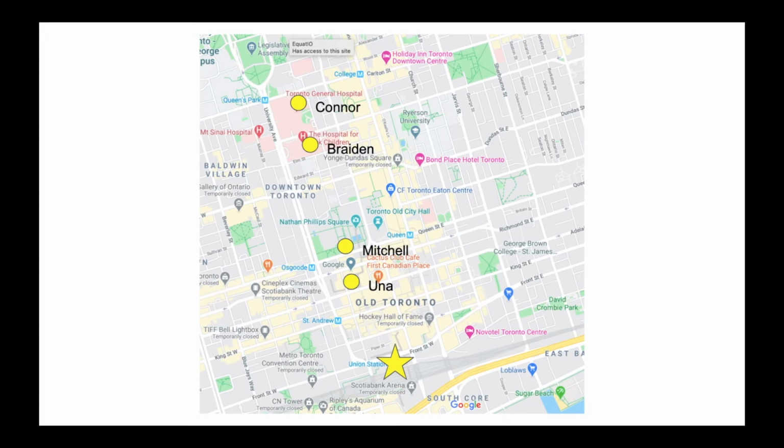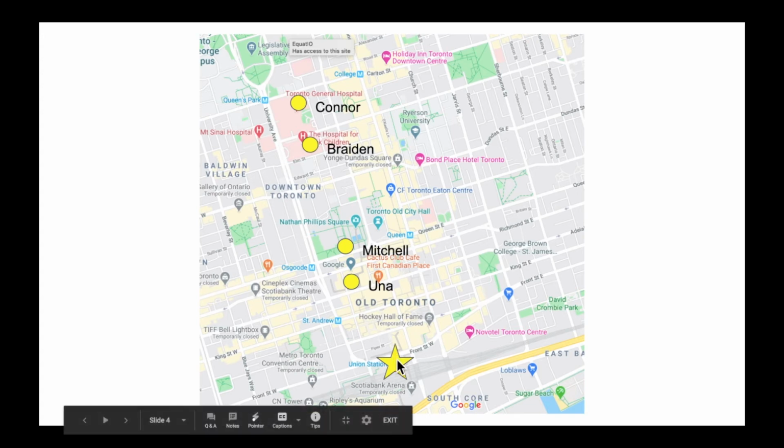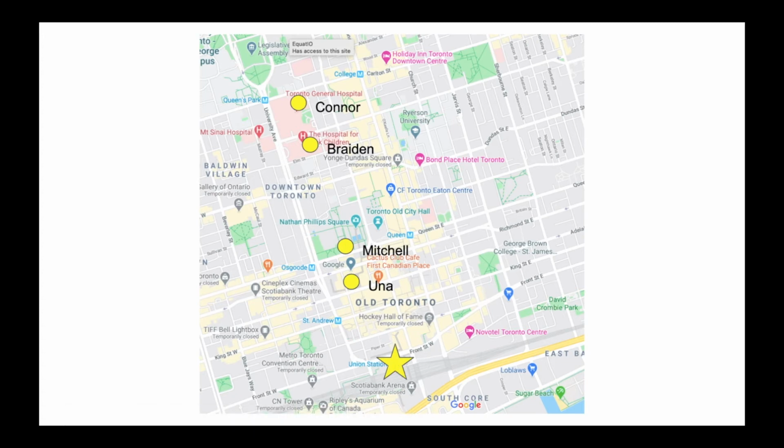So we're going to imagine that we have either a taxi or an Uber or whatever it is, a way for us to pick up these 4 folks and get them to the train station. So the first way that we can do it is we could just leave the train station and go pick up Una over at Google, and then swing over to get Mitchell at City Hall, and then Braden's next, who's working at the hospital for sick children, and then Connor working at Toronto General Hospital up there, and then back down to there. You can see we've completed a circuit.